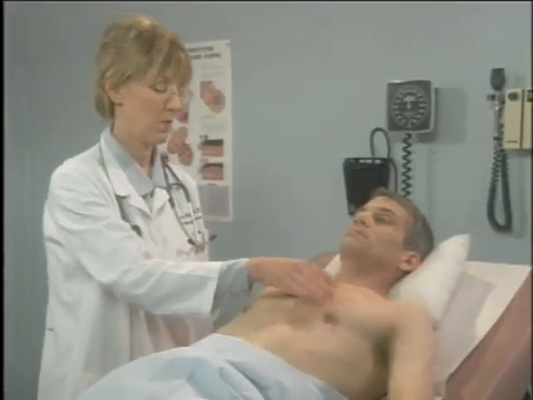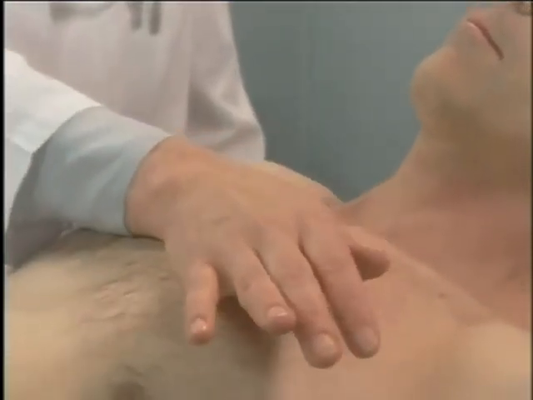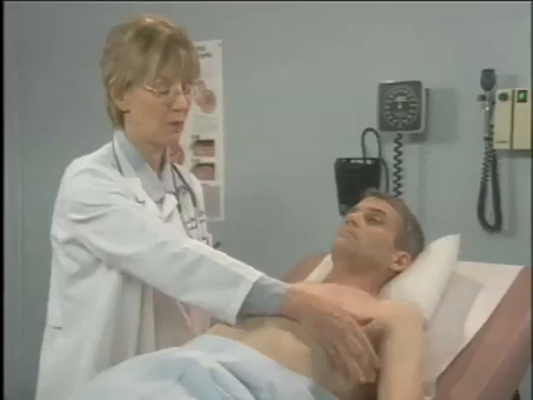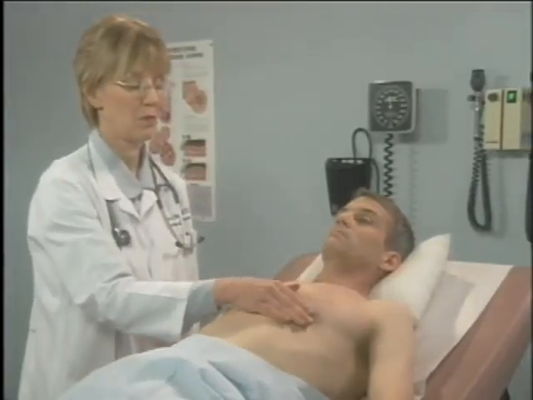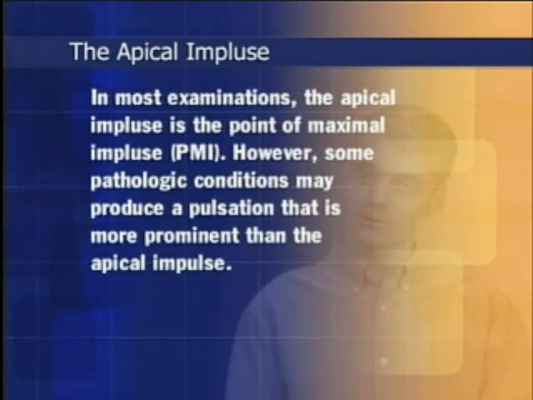Then check for thrills by pressing the ball of your hand firmly on the chest in these same locations. If subsequent auscultation reveals a loud murmur, go back and check for thrills over that area again. Next, identify the apical impulse. The apical impulse represents the brief early pulsation of the left ventricle as it moves anteriorly during contraction and touches the chest wall. Note that in most examinations, the apical impulse is the point of maximal impulse, or PMI.